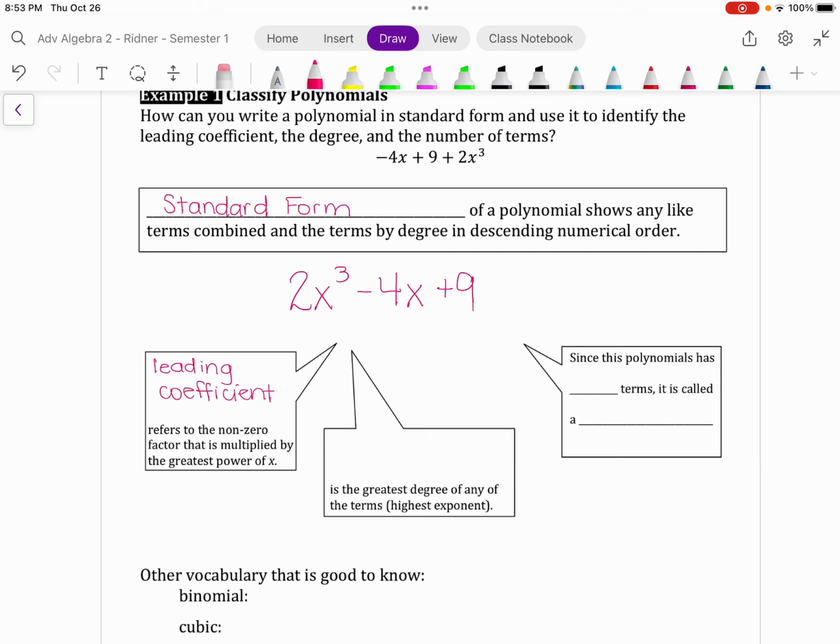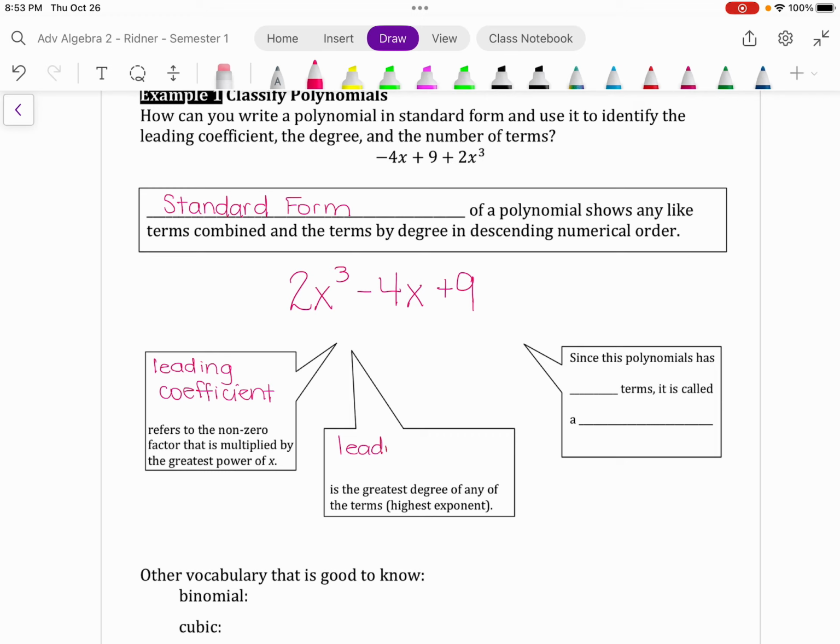Sorry, I'm looking at my key. Super sorry for that pause.